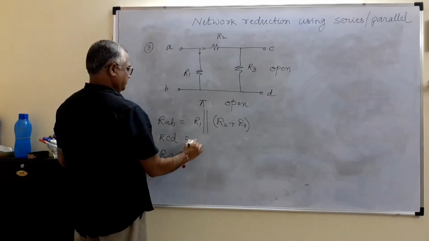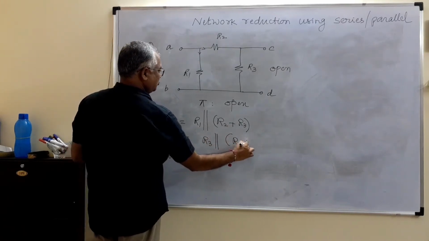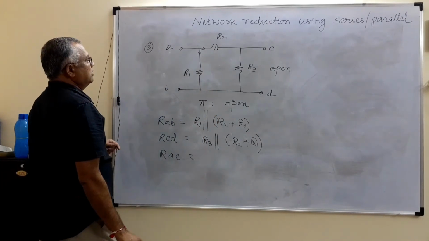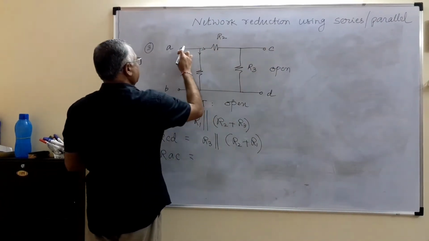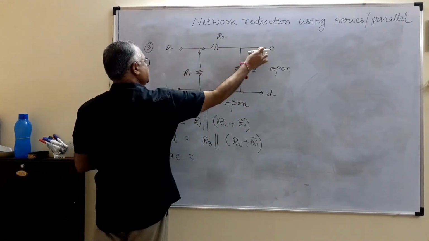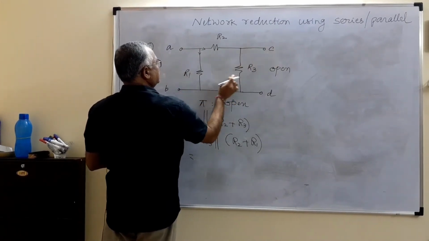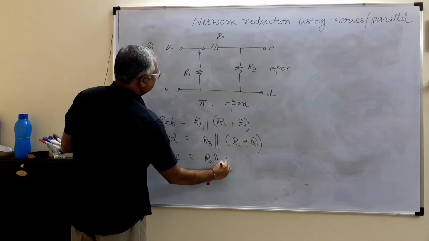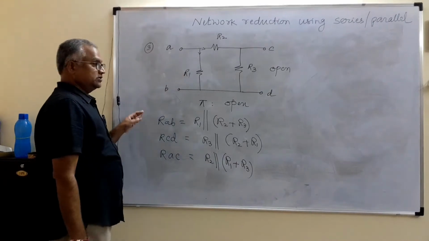What is RCD? Same way. R3 is parallel with R2 plus R1. Then last, RAC. Between A and C, R2 is there. A and C, this is also another path. How many ways can you reach C from A? This is one path, this is another path. So these two are series, and that is parallel with R2. So R2 parallel with R1 plus R3. Like this we find out.